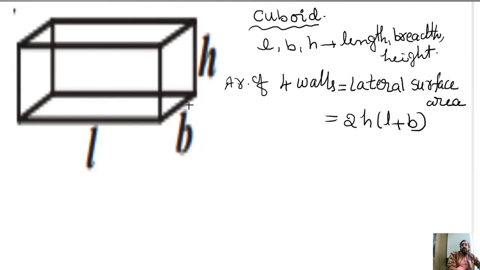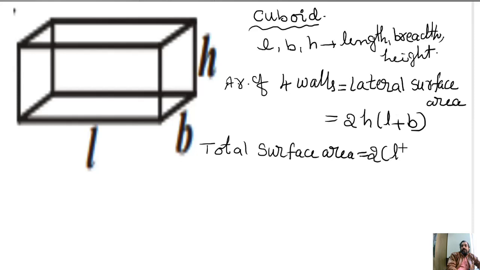Now, a cuboid contains 6 faces. Here we have only 4 walls; the top and bottom are two more faces. If you consider those 2 more faces, that gives the total surface area. Total surface area is equal to 2 into (LB plus BH plus HL).